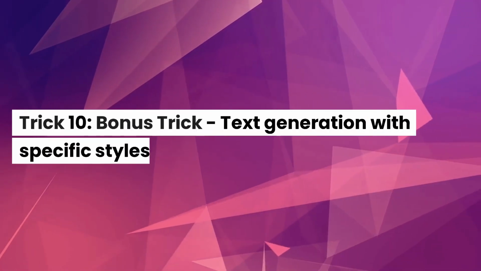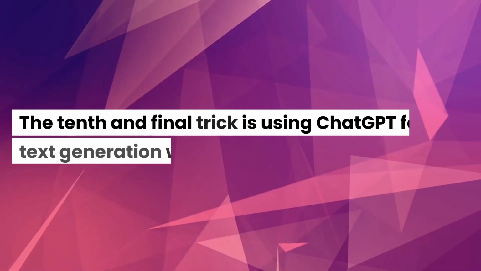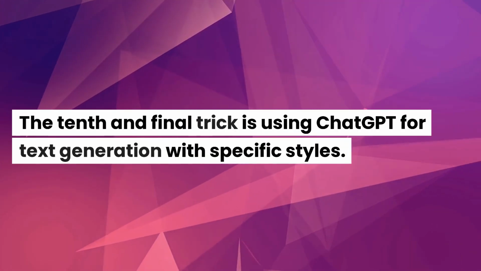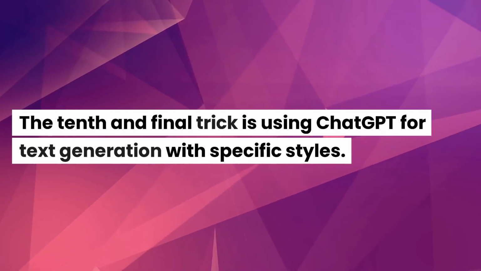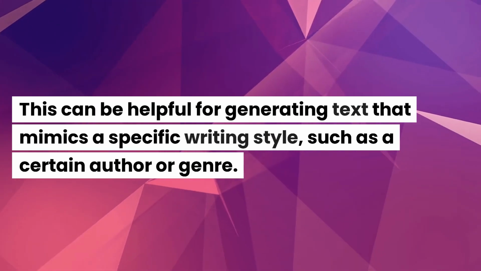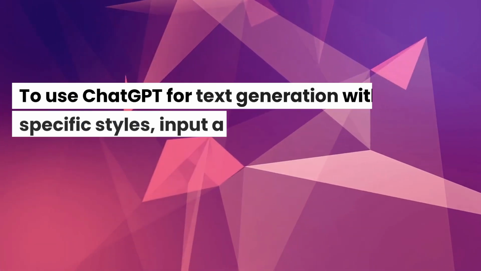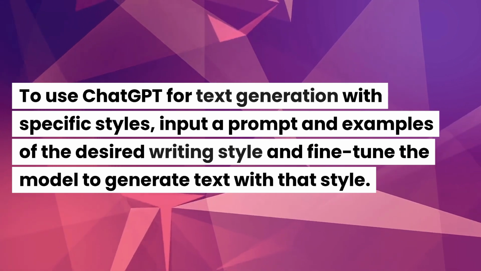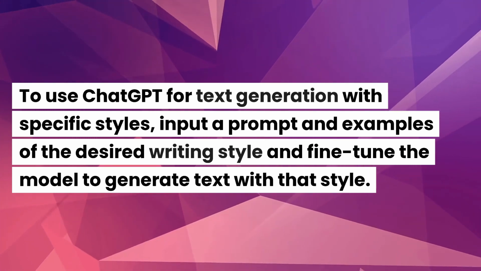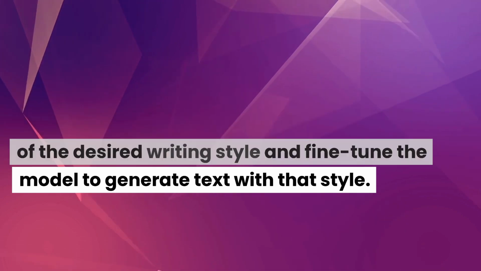Trick 10. Bonus trick. Text generation with specific styles. The 10th and final trick is using ChatGPT for text generation with specific styles. This can be helpful for generating text that mimics a specific writing style, such as a certain author or genre. To use ChatGPT for text generation with specific styles, input a prompt and examples of the desired writing style and fine-tune the model to generate text with that style.